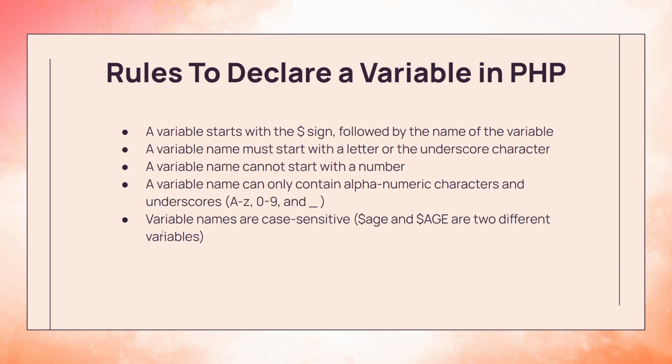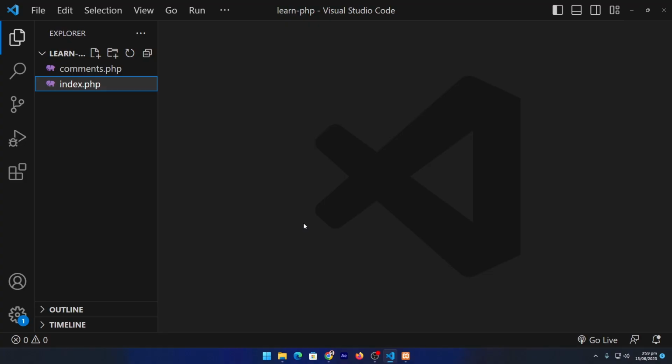And in the last, variable names are case sensitive. It means if you type an age variable in lowercase letters, PHP will think that this is a variable, and if you type another variable Age with uppercase, PHP will think that these are two different variables. So friends, let's move toward the practical.